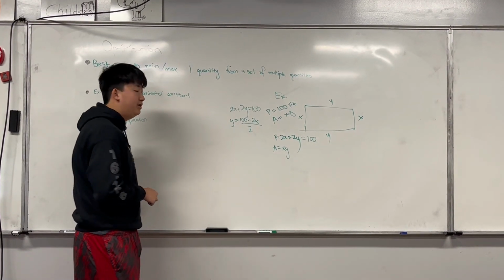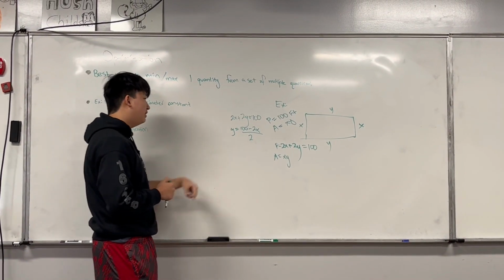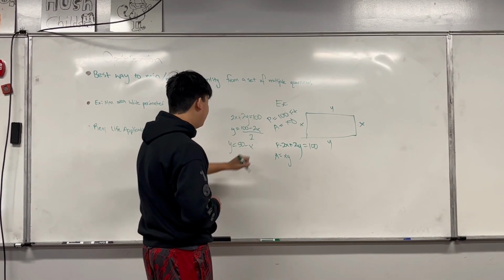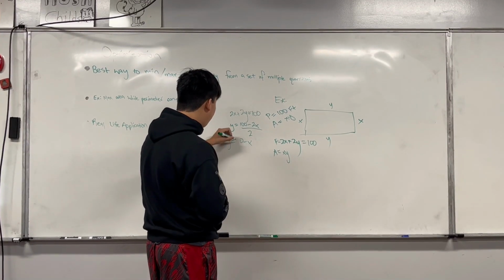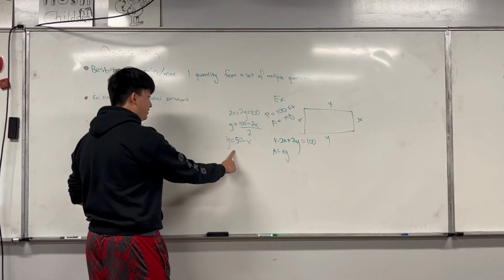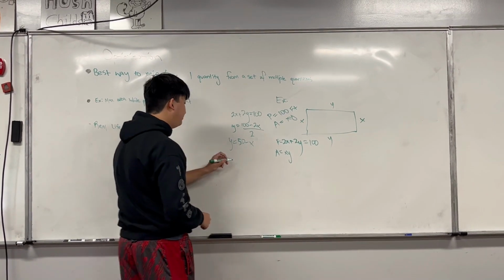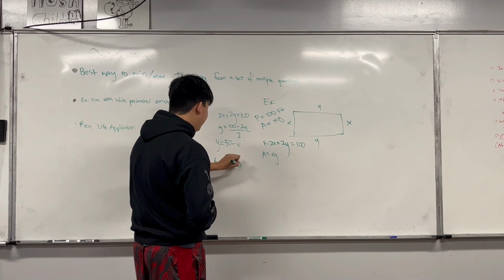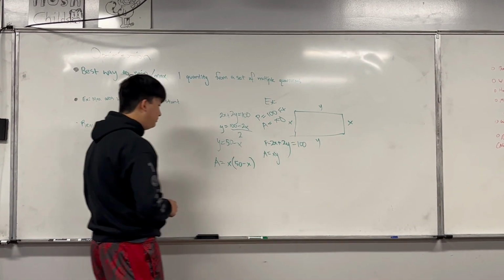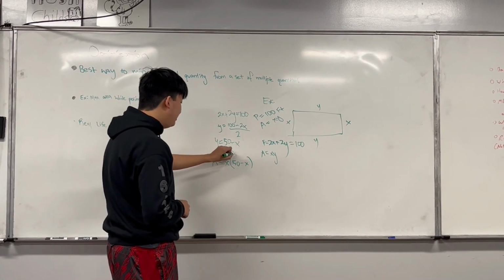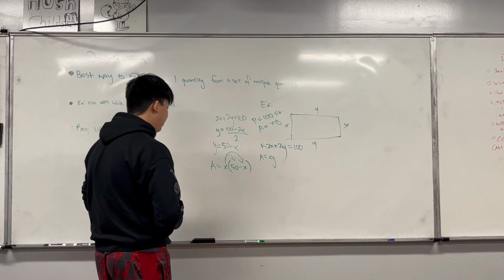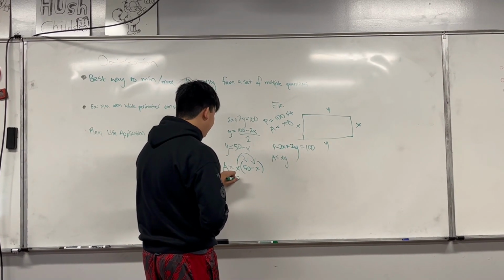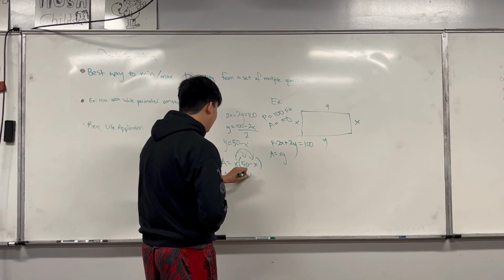y will be equal to (100 minus 2x) divided by 2. We can simplify that even further. Plug y back into the area equation. The area would just be x times (50 minus x). We can just distribute the x inside of the parentheses. That gives us that area would be equal to 50x minus x squared.